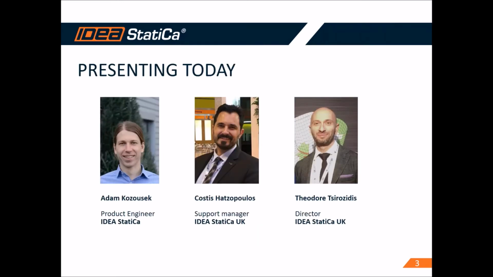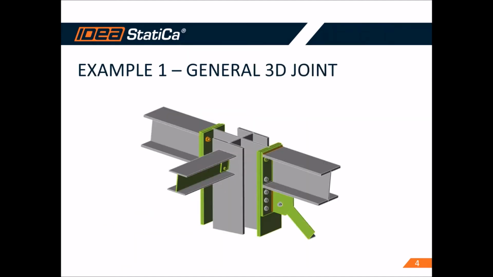So our speakers for today are Adam and Kostis. We're going to present you the 4 examples that we have prepared for you. The first example is a general 3D joint that will be presented by Adam. It's a quite complex connection, as you can see, that also contains a custom cross-section. This is the first time in this series of webinars that we're going to show how to create a custom cross-section. Through this example, we're going to show you the whole process of modeling, loading, and design of the connection so that you can get a full overview of the workflow.